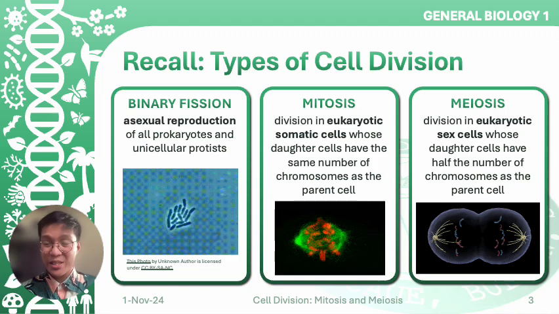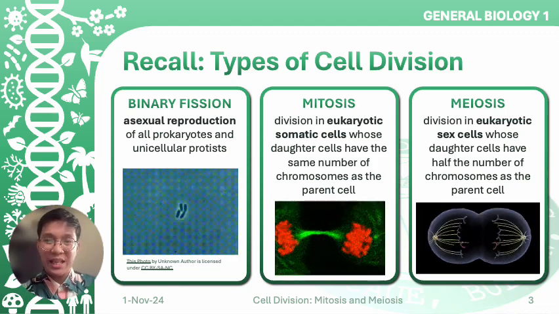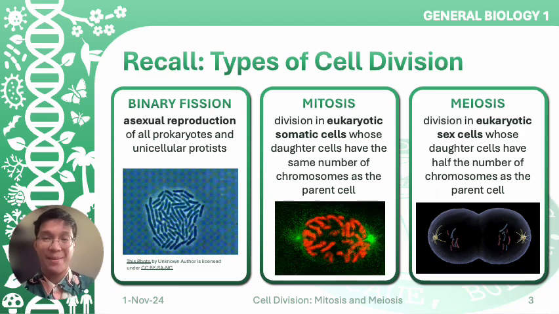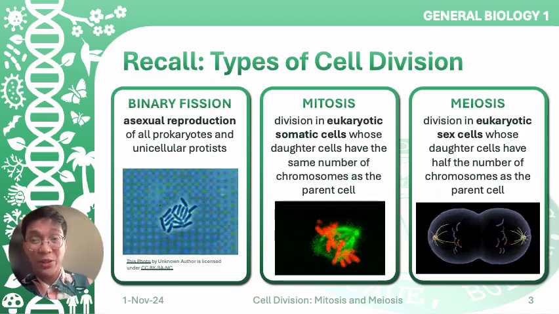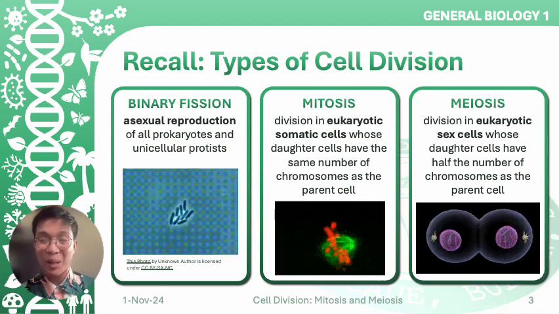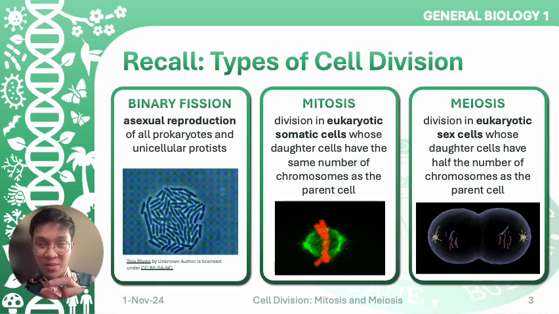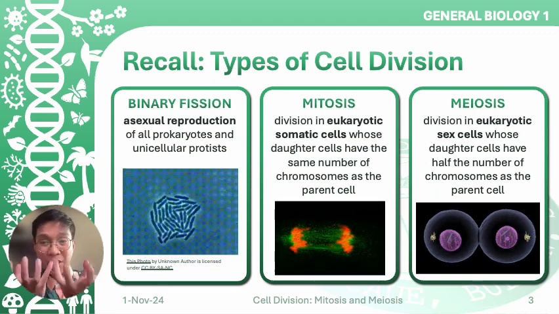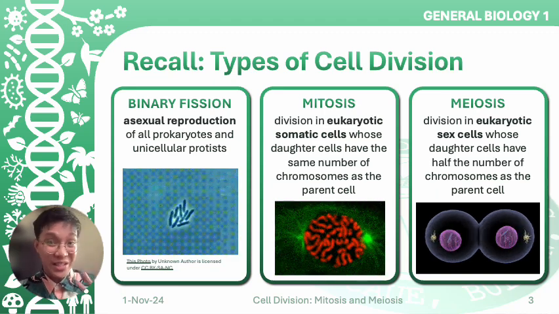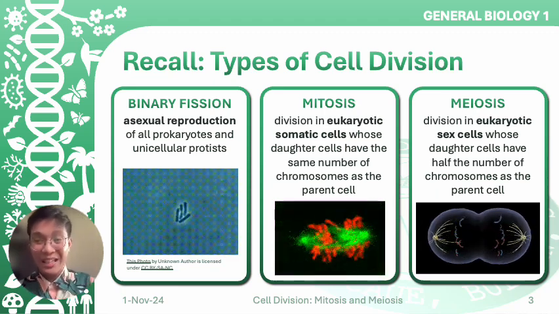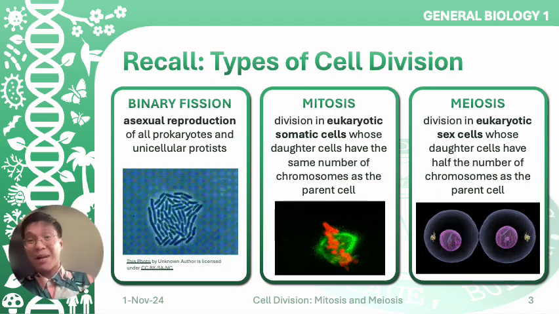And then we have meiosis, which is the division in sex cells. Okay? Whose daughter cells have half the number of chromosomes as the parent cell. Recall, in humans, we have 46 chromosomes. For normal human beings, 46 ang number of chromosomes natin. So, kung ang cheek cell mo may 46 chromosomes at nag-divide siya, dapat yung dalawang cells na nanggaling sa cheek cell, dapat ay cheek cell din, ay mayroon ding 46 chromosomes. Diba? As for meiosis, dapat mga kalahati.